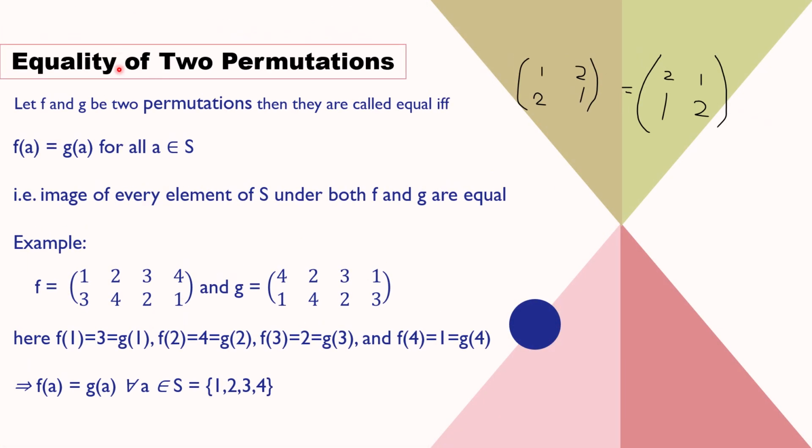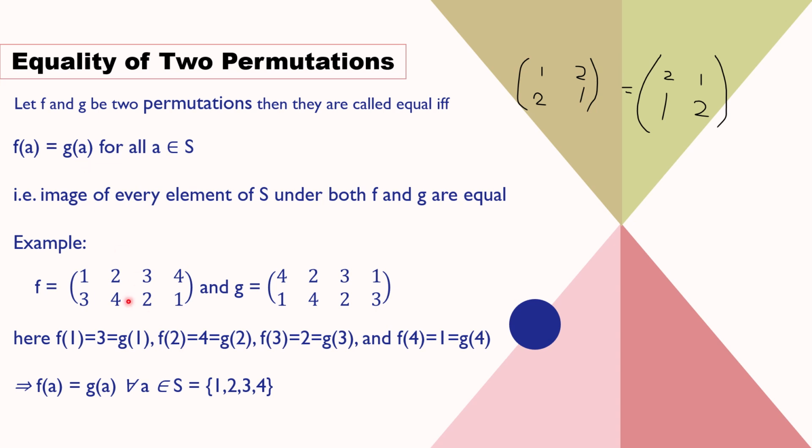Okay, next topic is equality of two permutations. Let's suppose you have two permutations, one is f and one is g. When do we say that the two permutations are equal? They are equal if and only if f of a is equal to g of a for all a element of S. So a is just an element inside the set, and the image of that element in the f permutation is equal to the image of that element in g permutation.